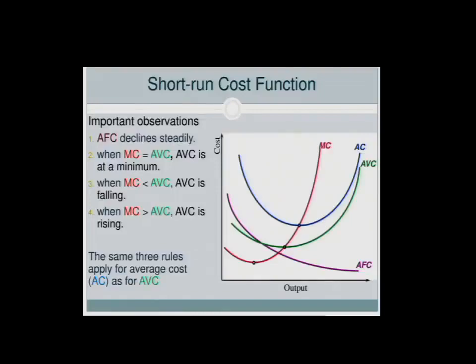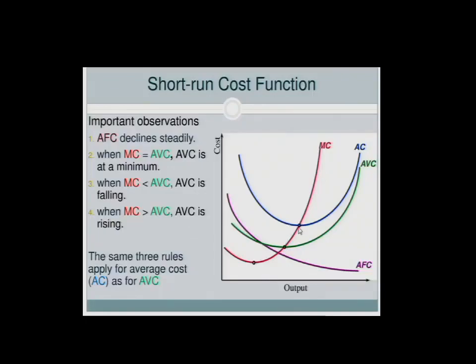So let's move on. There's a nice relationship between costs. What we observed so far was that average fixed cost declines steadily as the output increases. On the y-axis you have costs, on the x-axis you have output. It's the same graph as before, but in a smaller scale. The second observation is that when the MC, marginal cost, is equal to average variable cost, average variable cost is at its minimum. The same is true for average cost.